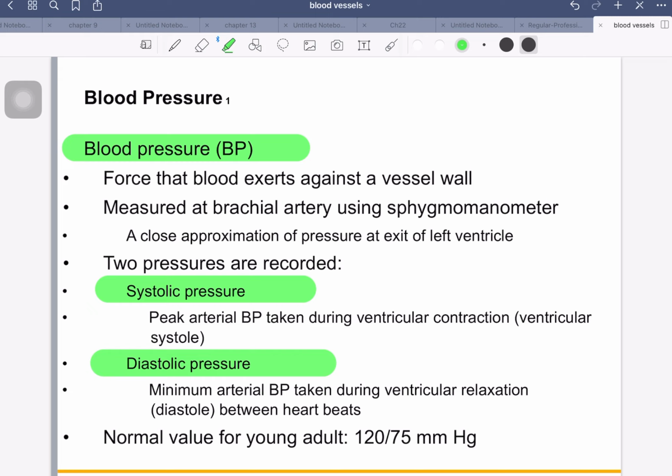But as we'll see, as we go through the next few videos, blood pressure can be modified quite a bit, and it does change moment to moment, depending if you're sitting, standing, walking, whatever's happening in that moment in the day.